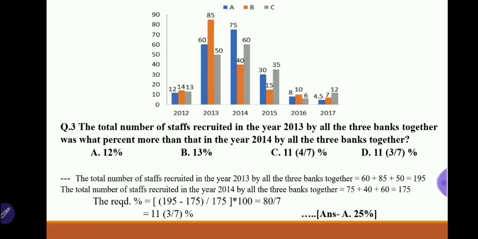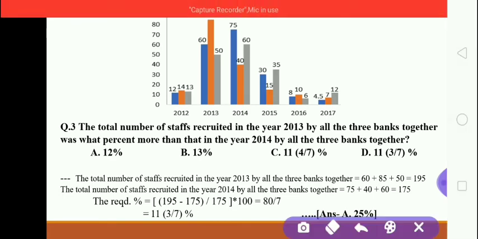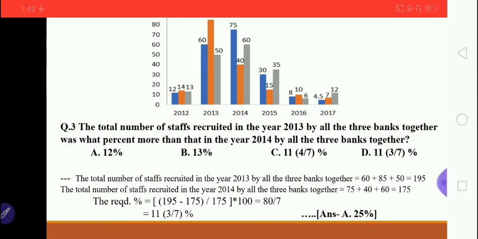Next, the total number of staff recruited in year 2013 by all the three banks together was what percentage more than that of the year 2014 by all the three banks together. So you have to find a percentage value again. The total number of staff recruited in 2013 by all three banks together: in 2013, the three banks have 60, 50 and one more, that is 85. So the addition of these three will be 195. The total number of staff recruited in the year 2014 by all the three banks together will be the addition of 75 plus 40 plus 60, and that is 175.